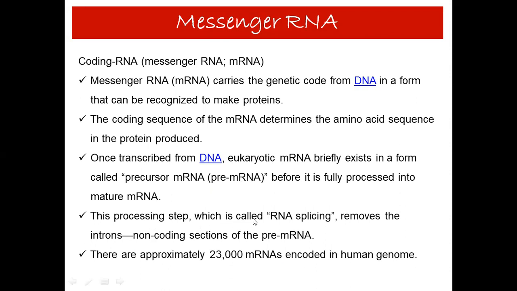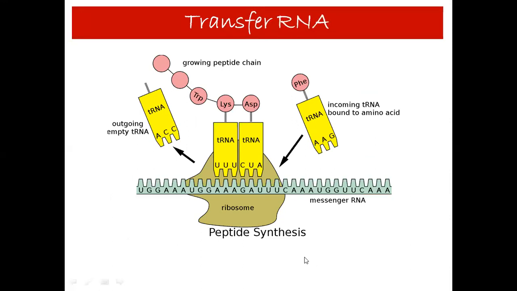This processing step, which is called RNA splicing, removes the introns, that means the non-coding sections of the pre-mRNA. There are approximately 20,000 mRNAs encoded in the human genome. Next, we'll see the biological function of another type of RNA, that is the transfer RNA, or in short, tRNA. The tRNA resides in the cytoplasm. Its function is to gather the proper amino acids to the ribosome during the process of translation. Ribosome uses all these amino acids as monomers to make functional protein.